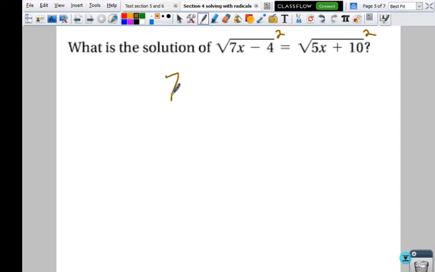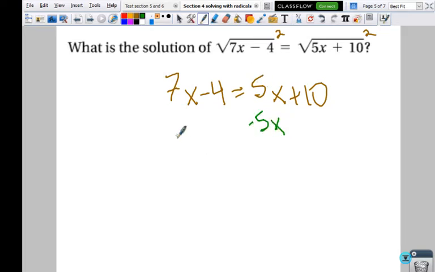And when I square it, I'm going to get 7x minus 4, and it's going to equal 5x plus 10. Now we're going to solve it pretty much the same way. Let's get our x's on the same side first. I like putting the smaller one on the other side, so I'm going to minus 5x on both sides. We get 2x, I still have a minus 4, and it's going to equal 14. We're going to keep going through to solve.